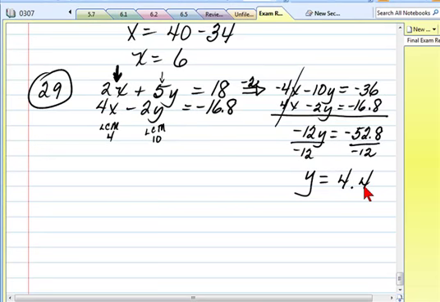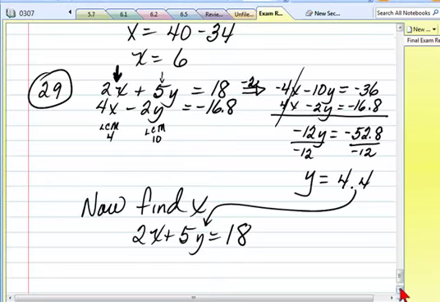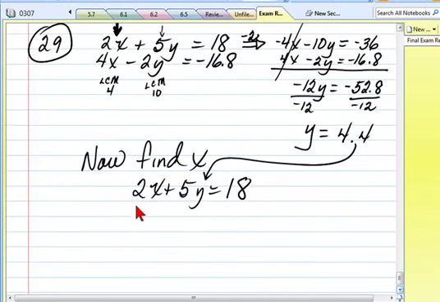I'm not quite through because now find x. Not quite as straightforward as it is with substitution. Which equation are you going to pick? Any that you want? I'll just pick the first one. I pick 2x plus 5y is 18. And I'll plug this in for y, and I have 2x plus 5 times 4.4 is equal to 18.